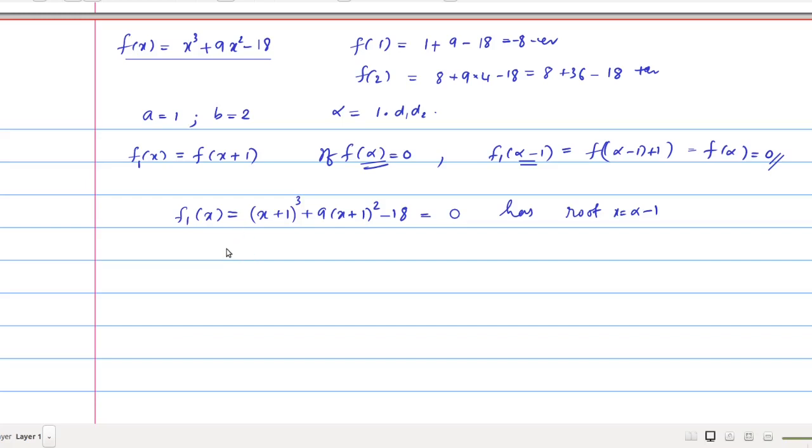Simplifying, we get x cube plus 12 x square plus 21 x minus 8 equal to 0. This is our f1 of x. So this equation has a root alpha minus 1. Okay, so alpha minus 1 will be in which form? 0.d1 d2 d1 d2, that is enough. The root of this equation will be in this form.